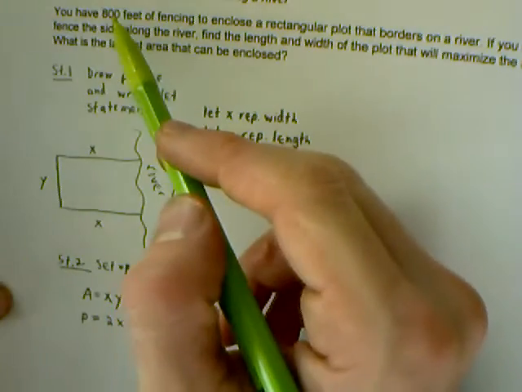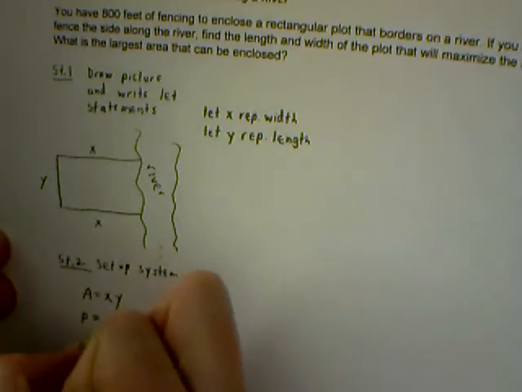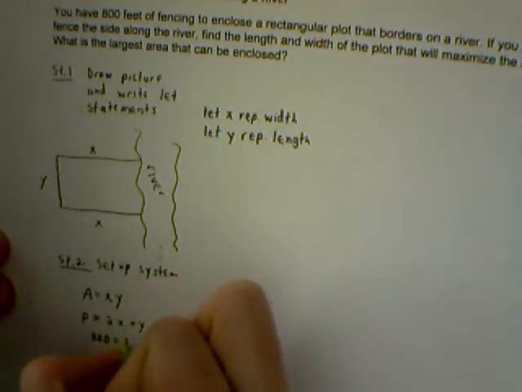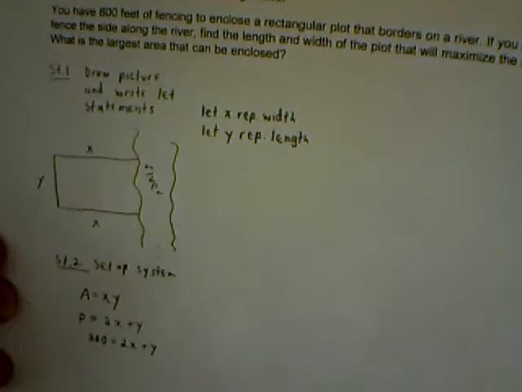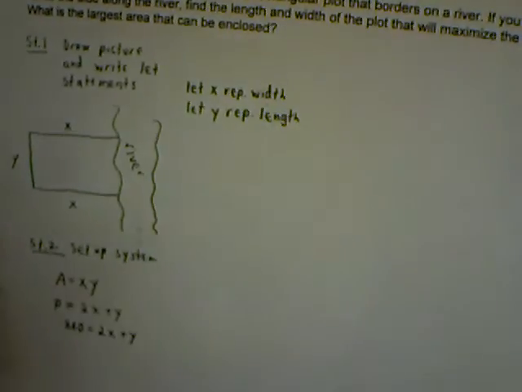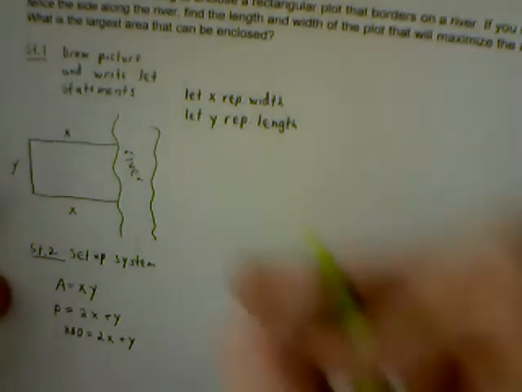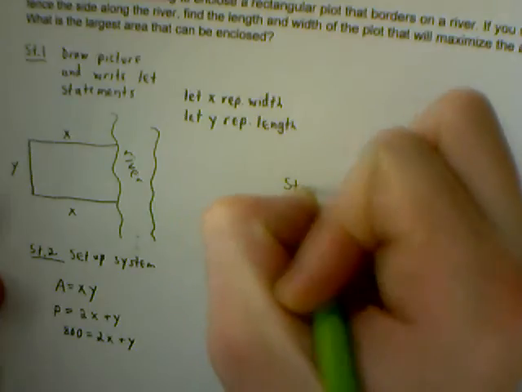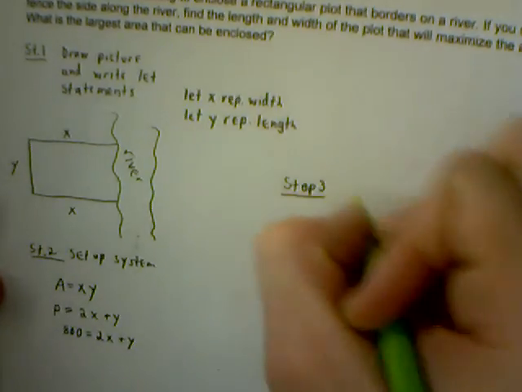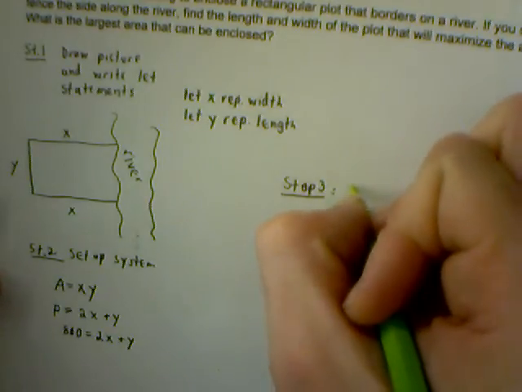But I'm given that the perimeter is 800 feet, so instead of writing p, I'm going to write 800 equals 2x plus y. Next, we're going to use substitution in order to get our quadratic function. Write quadratic function.